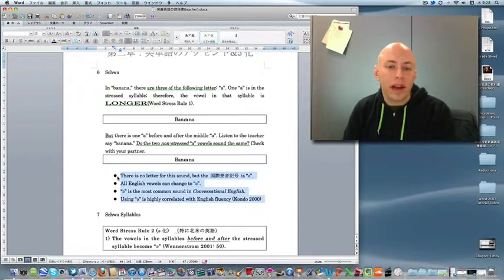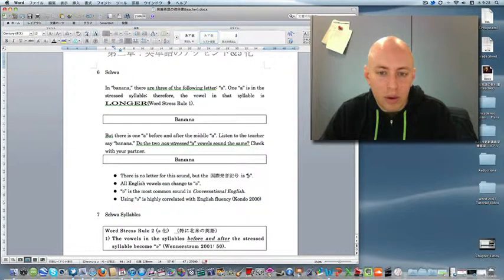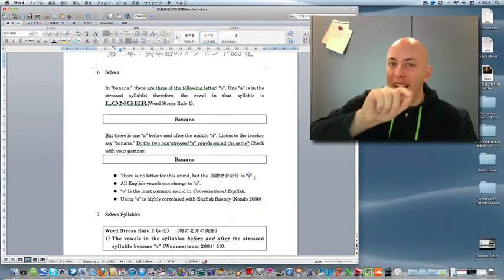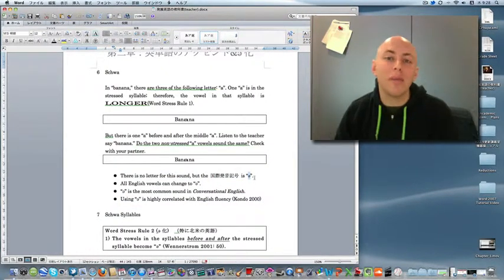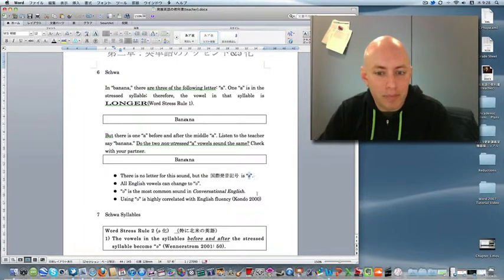But the Kokusai Hatsuon Kigo, the International Phonetic Alphabet symbol, is an upside down E. So in this class, I will write this a lot. Whenever I write E upside down, I'm talking about schwa, about your pronunciation.